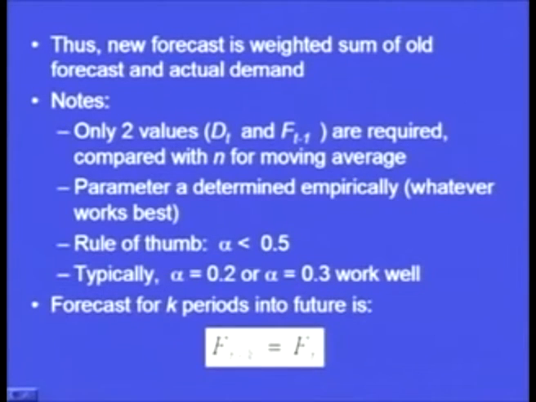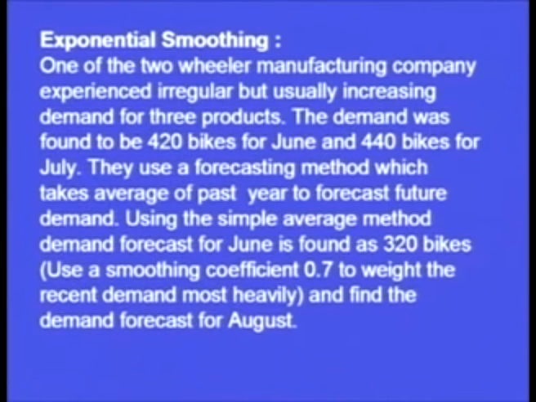Then, as a rule of thumb, alpha is usually taken as 0.5. Maybe it can be taken more than that also, but as a rule of thumb people usually use it as less than 0.5. So typically alpha equal to 0.3 works well. Now, the forecast for k periods into the future is Ft plus k is equal to Ft. That is simple. Now, let us see a problem on exponential smoothing.